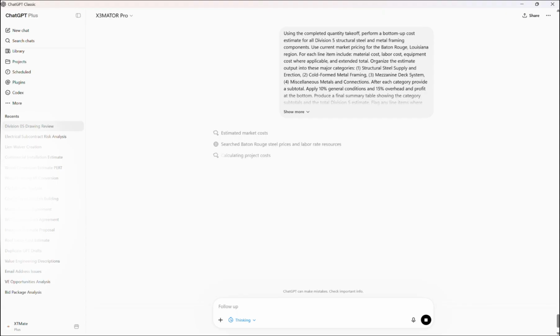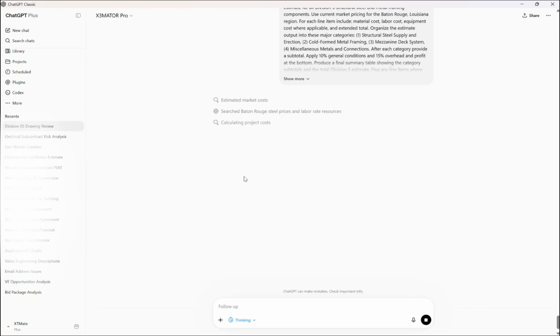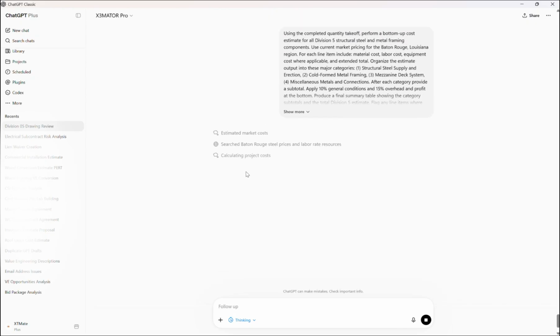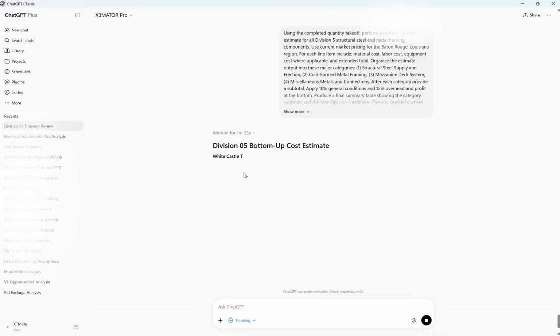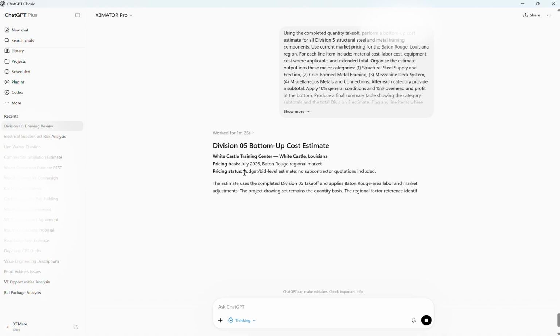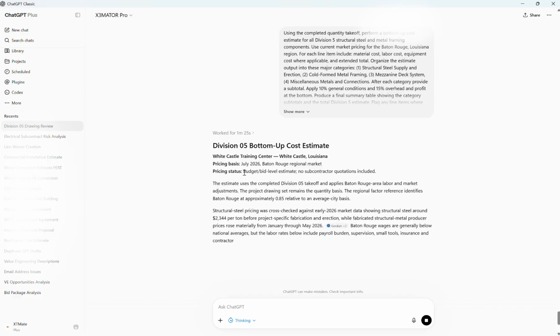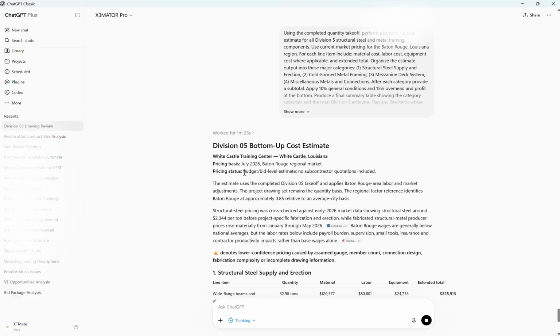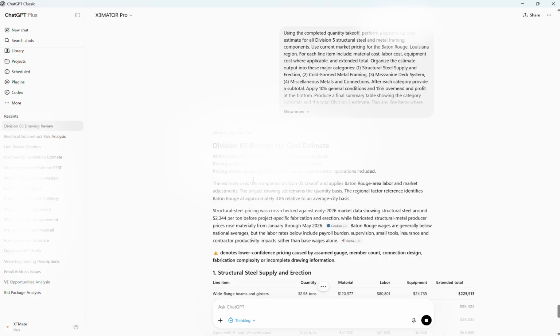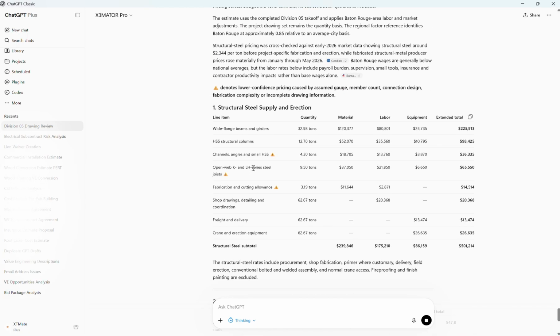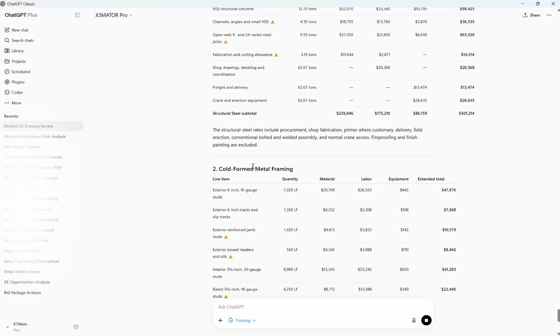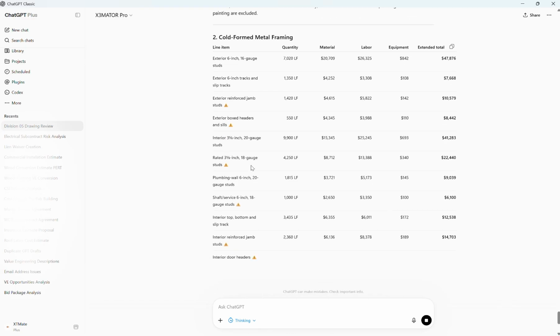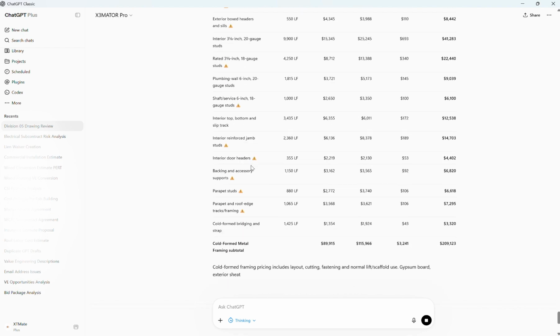Now I tell X3MATOR to perform a complete quantity takeoff of everything it just cataloged, organized into 4 buckets. 1. Structural steel. 2. Cold form metal framing. 3. The mezzanine and deck system. 4. Miscellaneous metals and connections. For every component, I require the member description, the size or gauge, the quantity, the unit of measure, and the total linear feet, square feet, each unit, or tons.